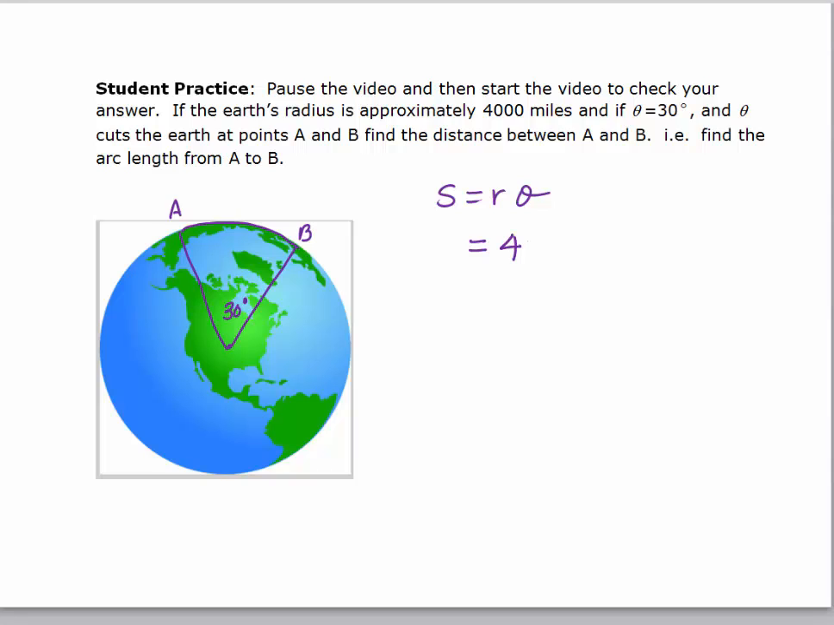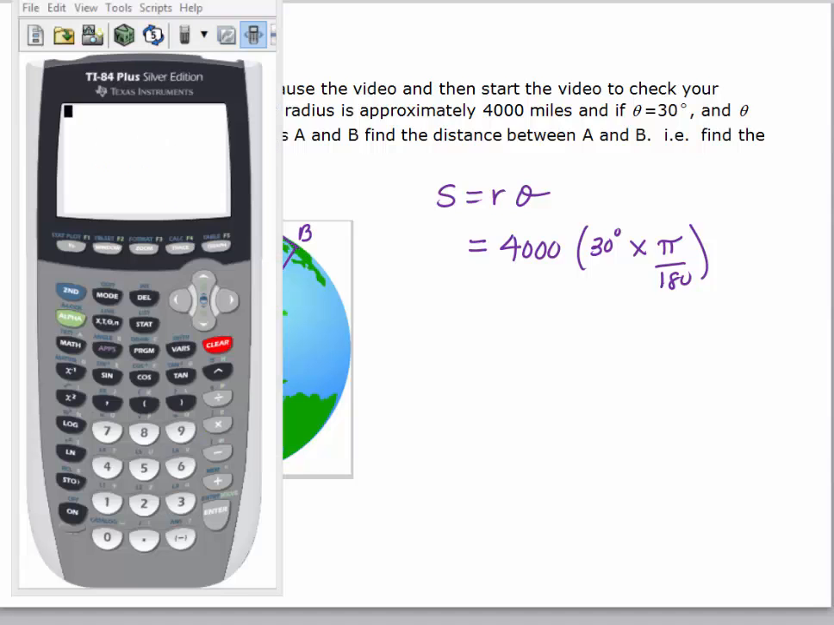But R is 4,000. Multiply that by not 30 degrees, but we need 30 degrees in radians, so we'll multiply that by pi over 180. If it's already in radians, I don't need to worry about multiplying by pi over 180. Okay, we'll round this answer to the nearest whole number.